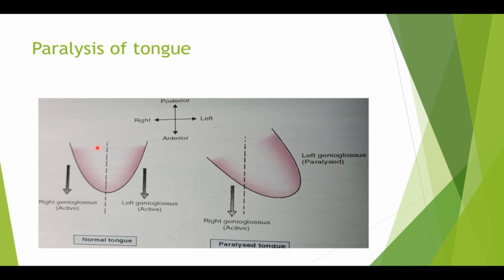See, this is the normal tongue, right genioglossus, left genioglossus, it is a normal tongue. But when the tongue is paralyzed because of the 12th cranial nerve paralysis, the tongue deviates to the side of lesion. Okay, here you can see this is the right genioglossus showing active, but the left genioglossus is paralyzed, so it is deviating to the side of lesion.